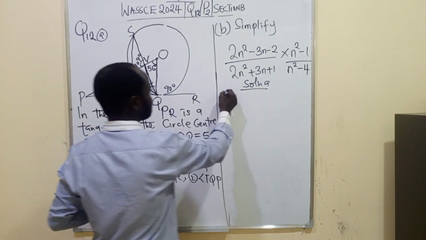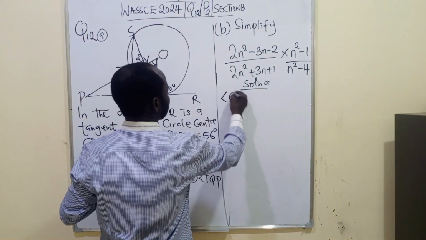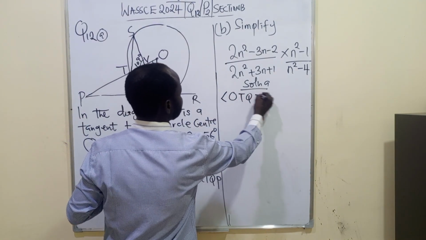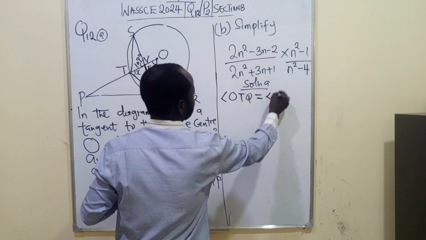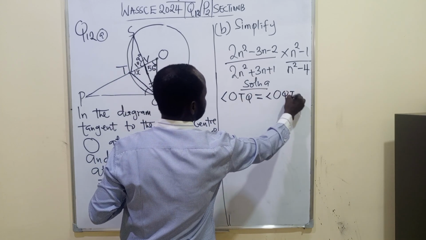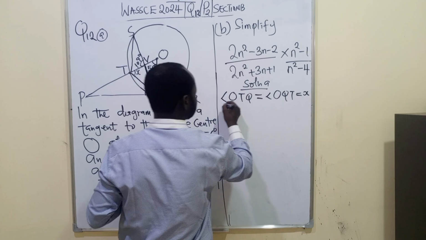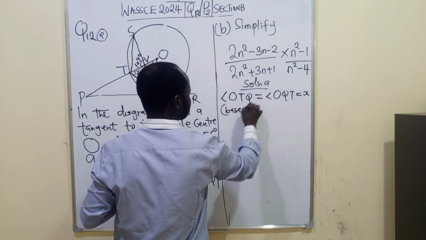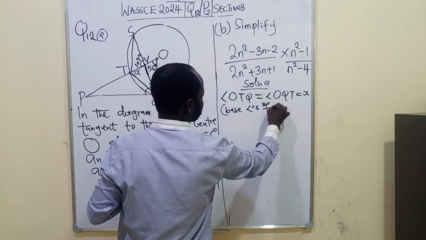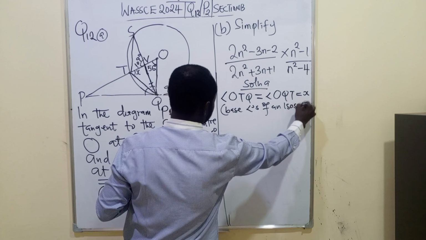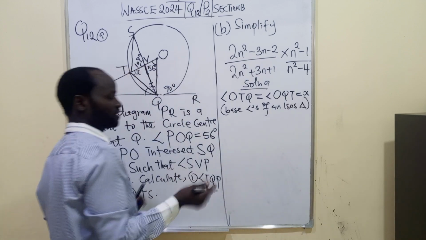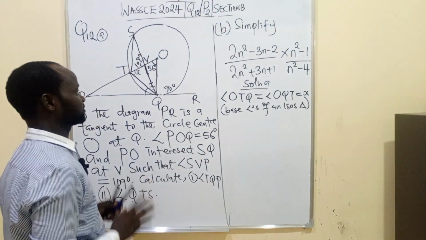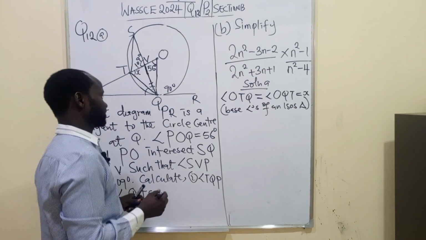It means angle OTQ is the same as angle OQT, which equals x. The reason is base angles of an isosceles triangle are equal. That's the reason. So I can easily find x now.